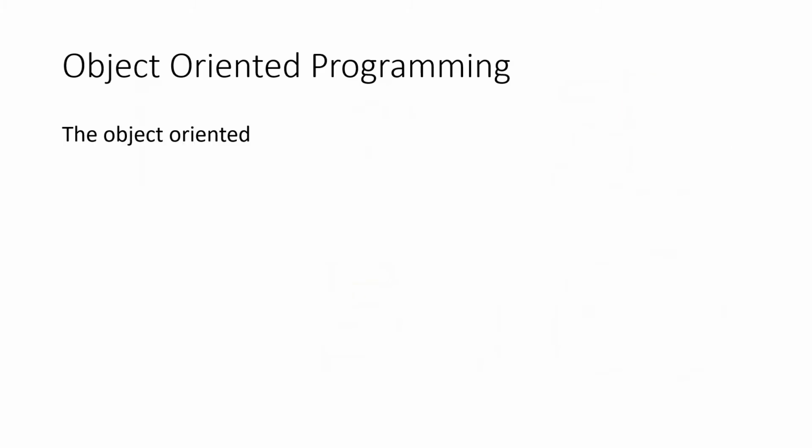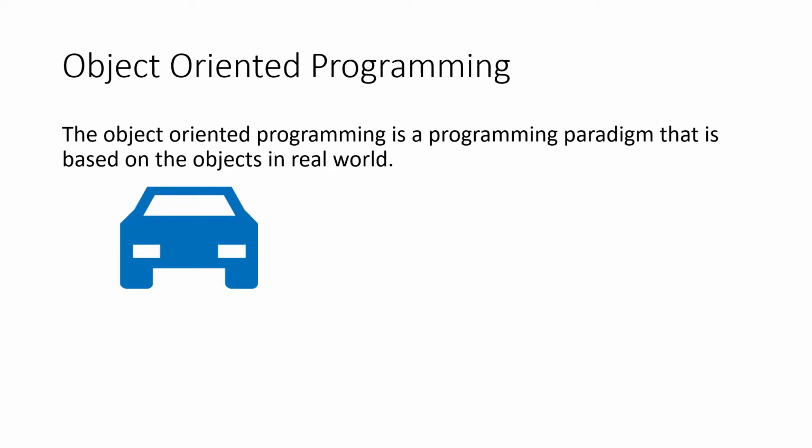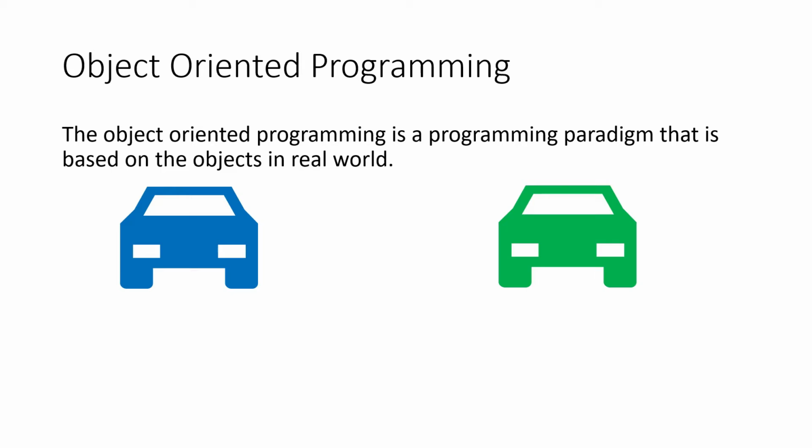Object-oriented programming is a programming paradigm that is based on the objects in the real world. It is a way of programming which enables programmers to think as if they are working with real-life entities or objects. For example, this car is an object. This car is also an object. But both of them are not the same objects. They both have independent identities. All the objects have independent identities.